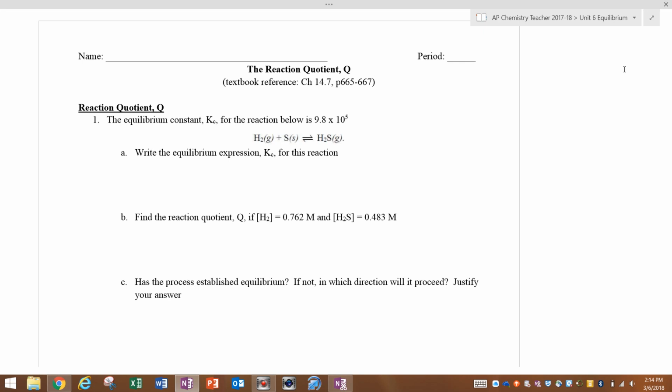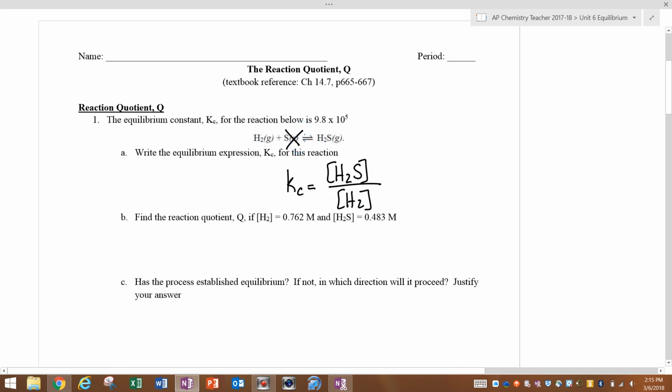We have a reaction and we're given a Kc value for this reaction. So first thing I'm going to do is write out a Kc expression for this reaction. C is concentration. So even though these are gases I'm dealing with, we're going to describe their amounts in terms of concentration, molarity. And notice that in my K expression, I leave out S because it is a solid. So I leave out solids and liquids from my K expression.